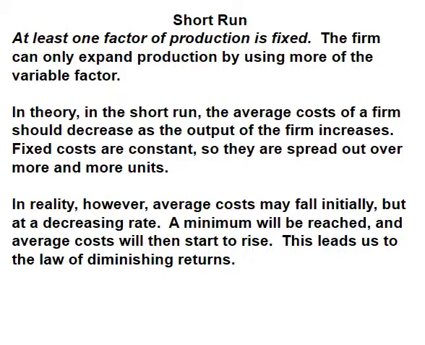In the short run, I'd like to emphasize once again that at least one factor of production is fixed. In our simple case of the farm, it was land. We can only expand production by using more of the variable factors, and in that case it was labor. In theory, in the short run, the average costs of a firm should decrease as they produce more. Fixed costs are constant, so average fixed costs decrease because they're spread out over more and more units. But in reality, we often see that the average costs may fall initially, but at a decreasing rate. A minimum will be reached, and average cost will then start to rise. So this leads us again to the law of diminishing returns.